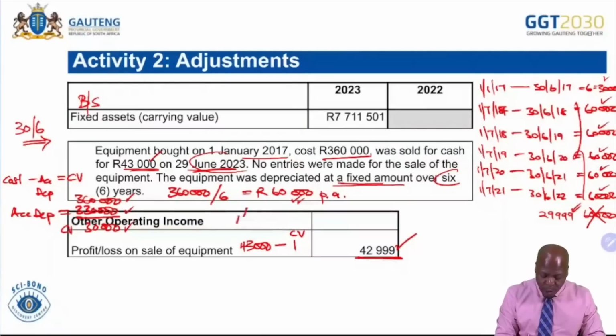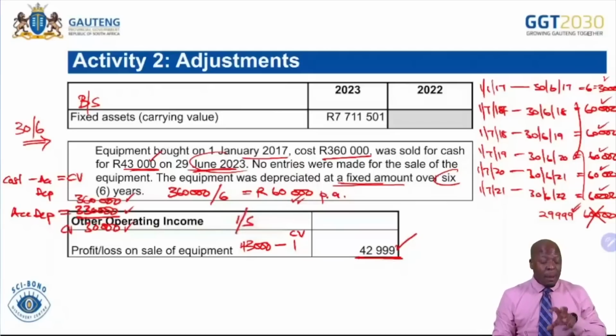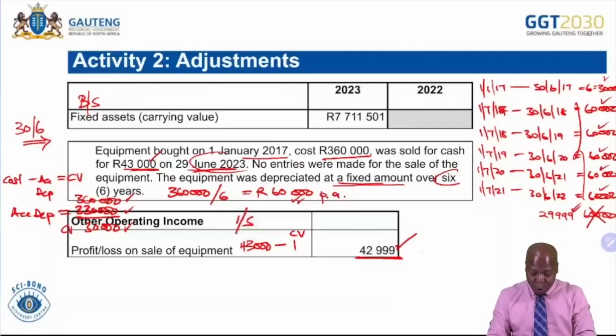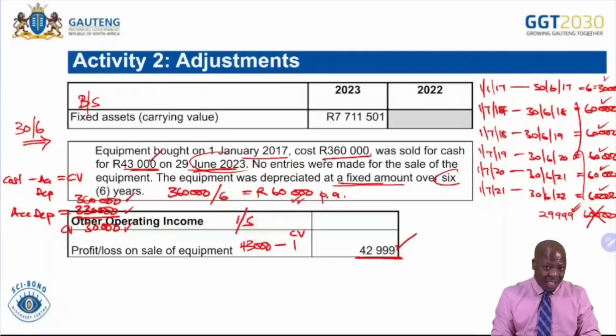We got profit of 42,999. This is what would have gone into your income statement if you were preparing an income statement. Remember, according to this question, they were doing the calculation of correct net profit. I'm not doing that as of now. I'm just showing you what you would have done if you were doing the income statement. You would have shown it as profit on sale of an asset, 42,999. Because we have received 43,000, yet the carrying value of the asset was 1 rand. So we made a profit of 42,999.